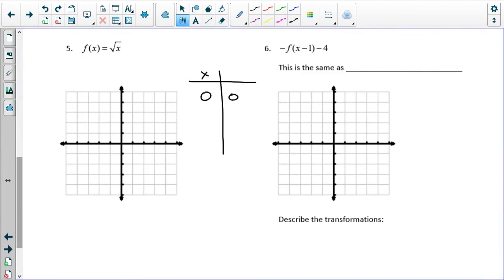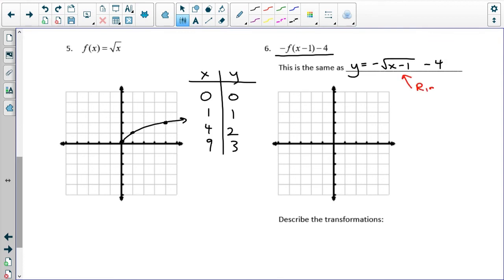Finally, if I graph y equals square root of x, in the interest of time, I'm just going to plot the points. That'll look something like that. This function would be the same as y equals negative square root of x minus 1 minus 4. What we would assume, based on our notes, is that I'm going to have a right shift of 1, a down shift of 4, and this a value is negative 1, which means that I would assume that it doesn't really stretch or shrink at all, but it does.